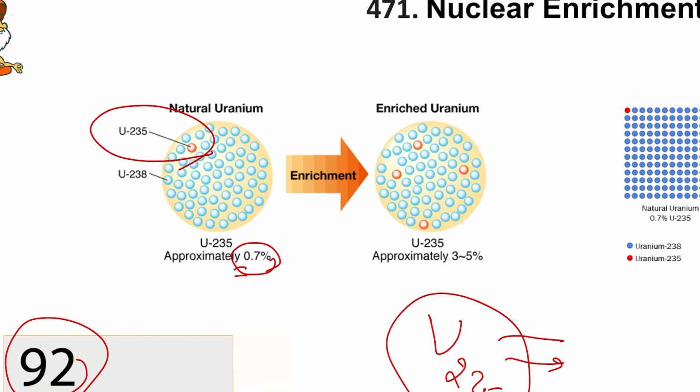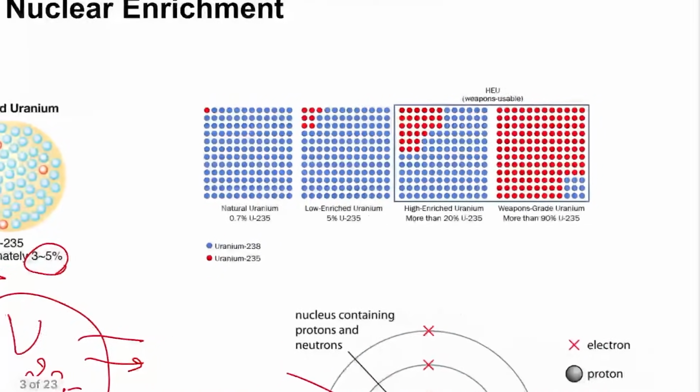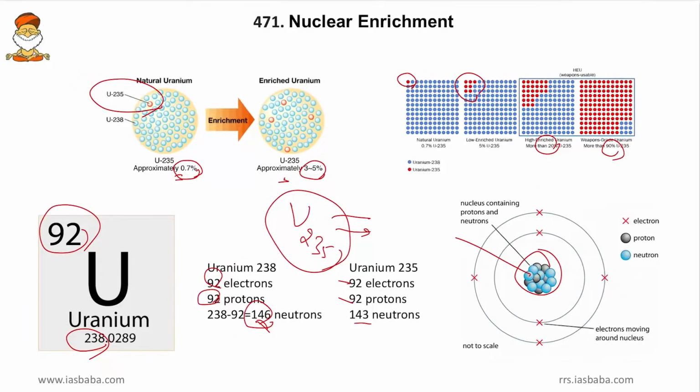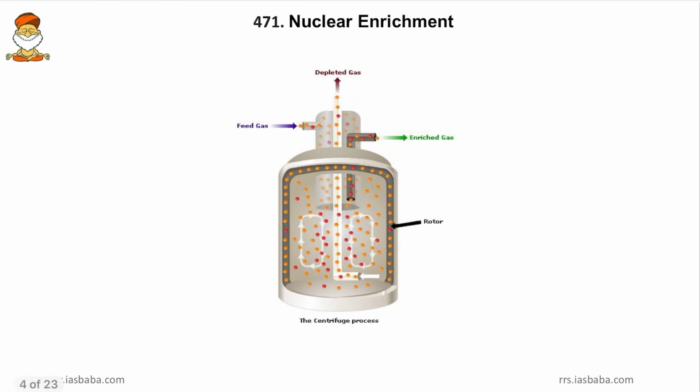So here we can see that by adding 2 to 3 more molecules of uranium 235, we got 3 to 5% enrichment. Likewise, we start from the single molecule, then we go to 3 to 5%, then to 20%, and then to 90%. But how do we increase the density of this uranium 235 within the given amount of uranium? These are the processes, and the basic one is the centrifuge process. Here, friends, in the centrifuge, centrifugal force will be in action.